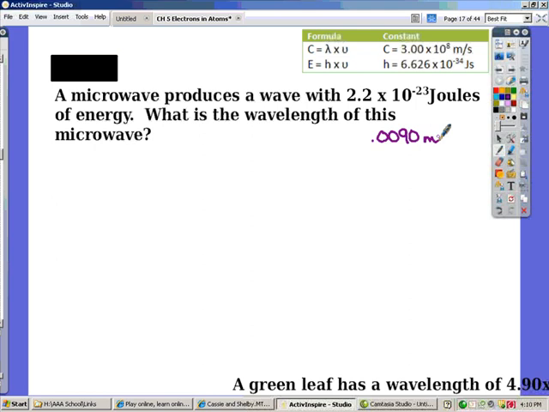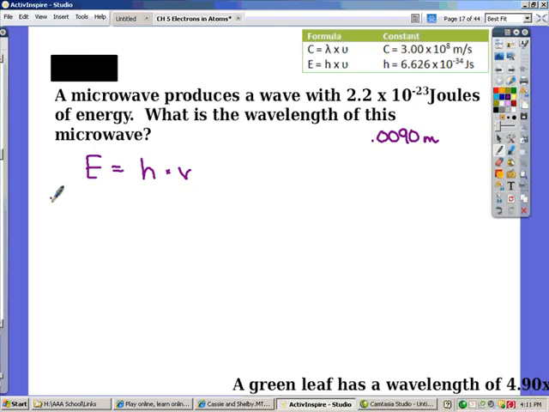Now, if you had some trouble with this, my prediction would be that your trouble is going to be in the first step. Because you see, this time, I'm starting with the energy formula. And in the past, all the other problems, we've taken the frequency and found the energy by just multiplying them together. But this time, I'm starting with the energy, and I'm trying to find the frequency. So we have to do a little extra algebra here.